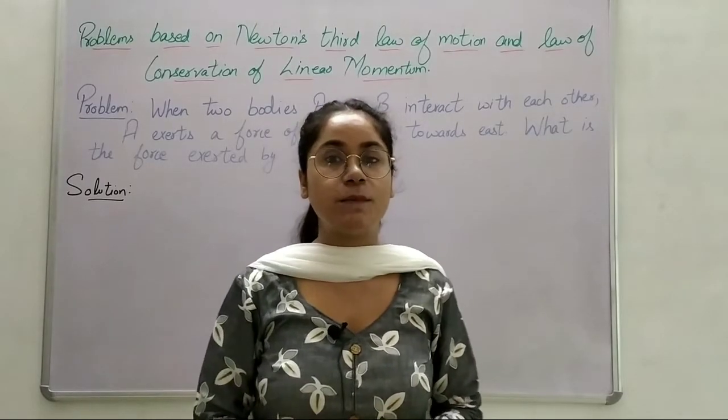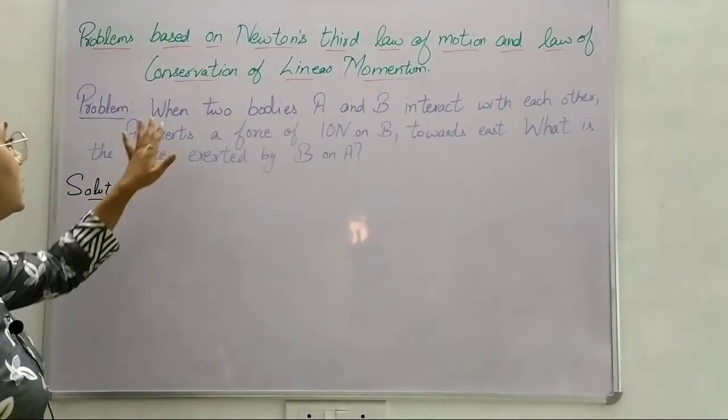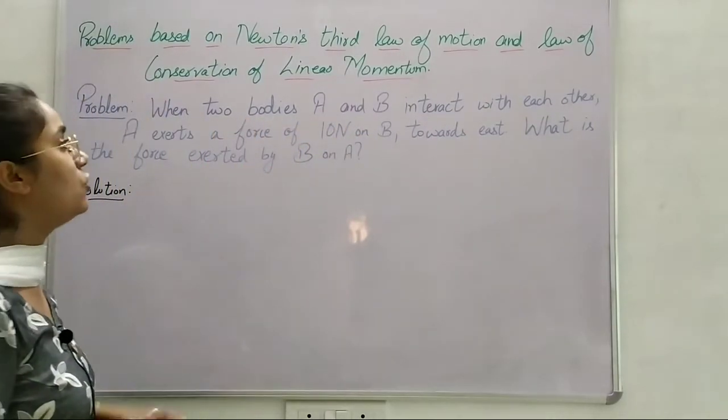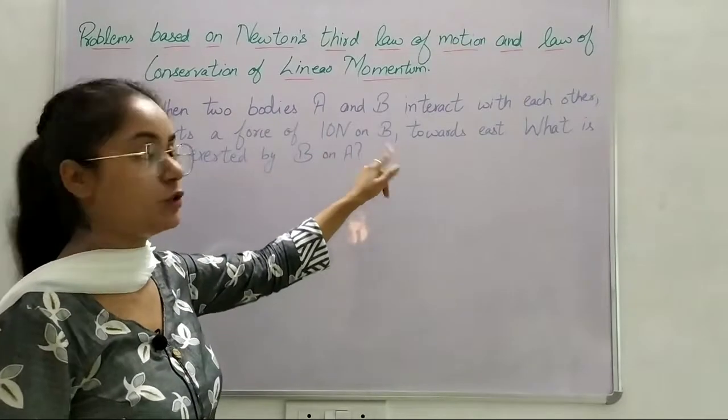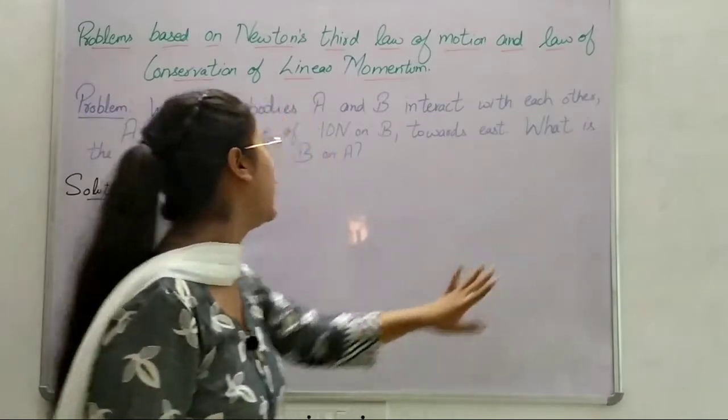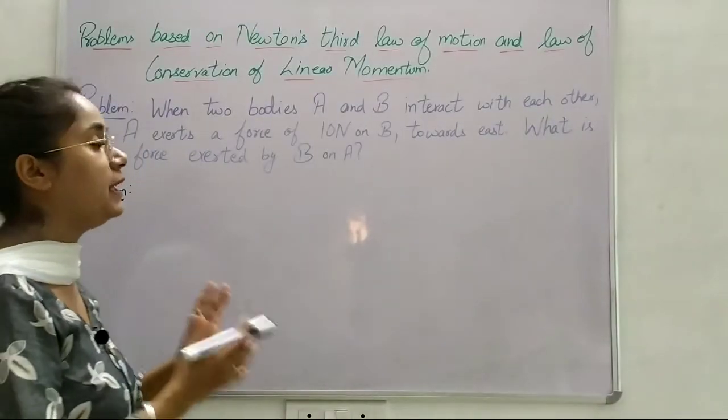In the first problem we are asked: when two bodies A and B interact with each other, A exerts a force of 10 Newton on B towards the east. So it means we are given a direction here. Now what is the force exerted by B on A?